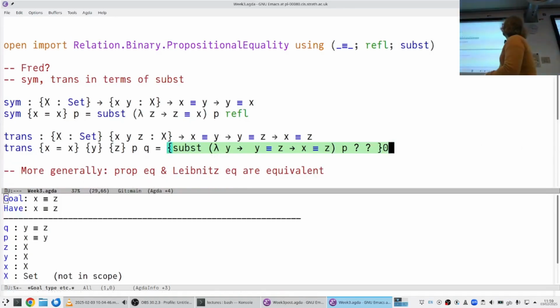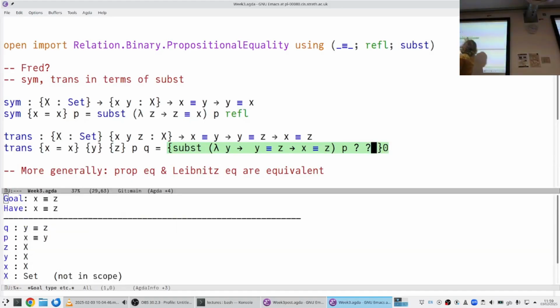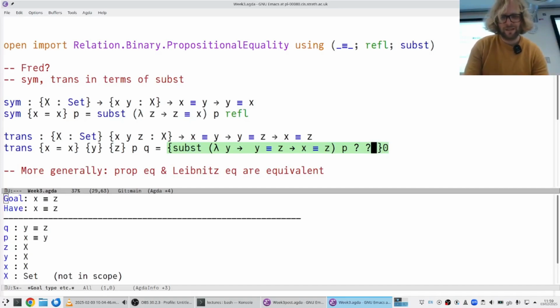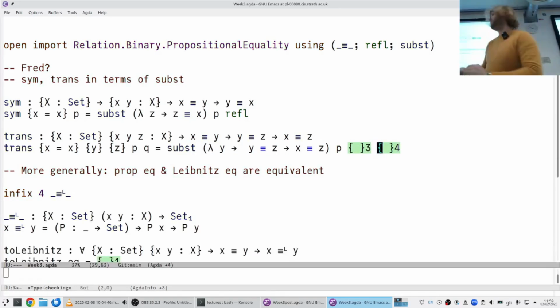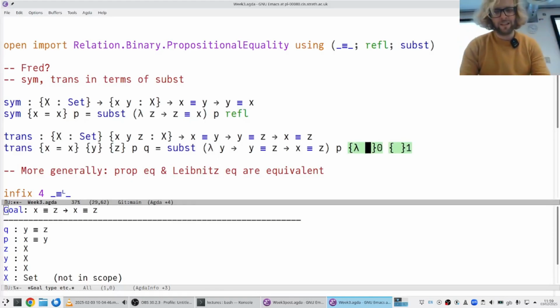Right. Okay, so I didn't reload for some reason. So when I first typed in trans, I had a typo here and I had y. Okay, so now the goal matches. We have two sub-goals. Here we have to deal with the case when they are the same, right? So we have to say if x is z, then x is z. Okay, that is easy.